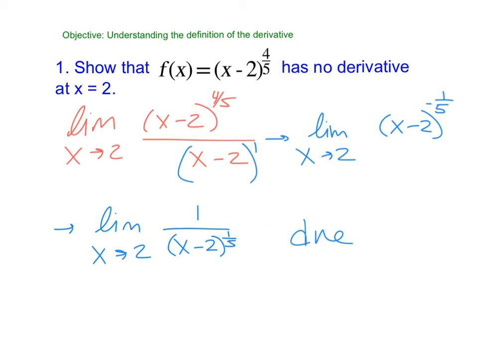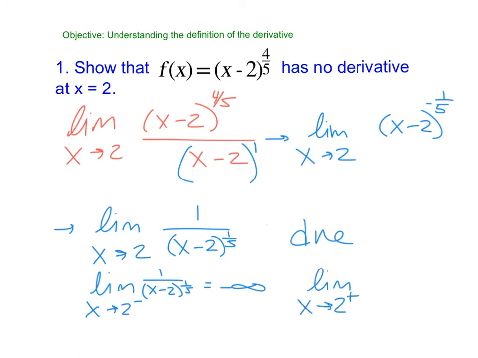If we plug in a positive, from the right, we get a positive infinity. From the left, we get a negative infinity. So that does not work. So the limit as x approaches 2 from the left is negative infinity, but the limit as x approaches 2 from the right is positive infinity, so the slope from the left and the right are different.